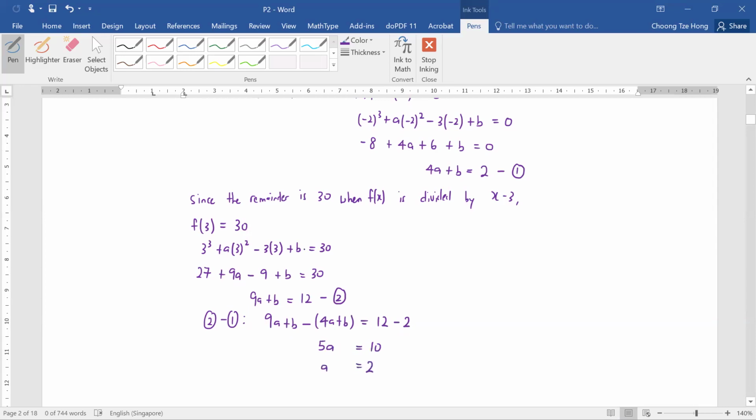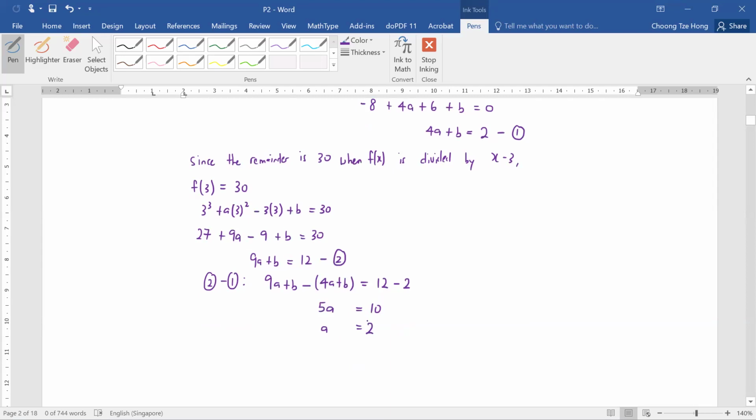Then we're going to take the 2 and sub inside equation 1, it's easier. So substitute a equals 2 into equation 1. We're going to get 4 times 2 plus b equals 2. So 8 plus b is 2, so b will have to be 2 minus 8, which is -6.